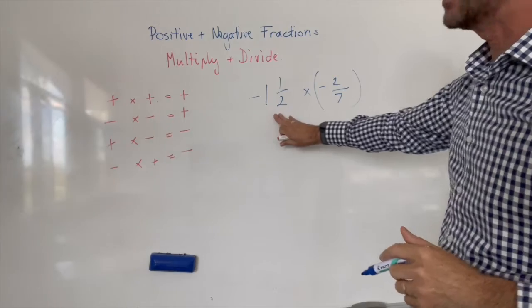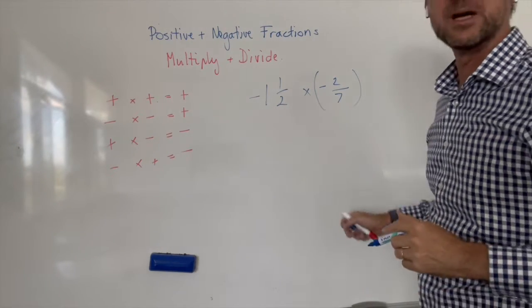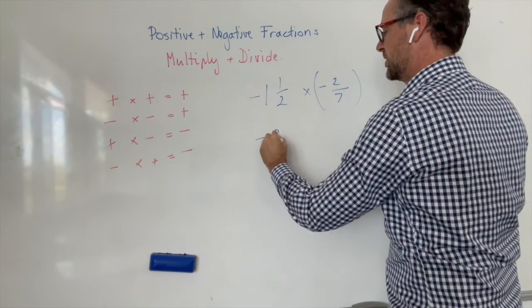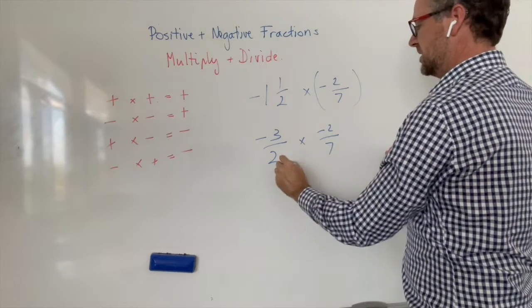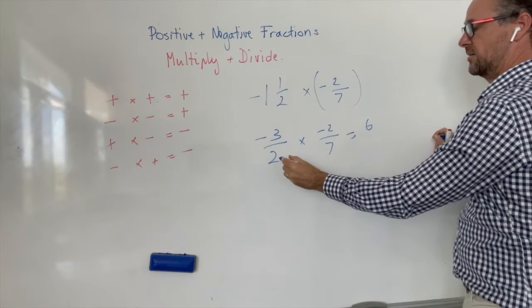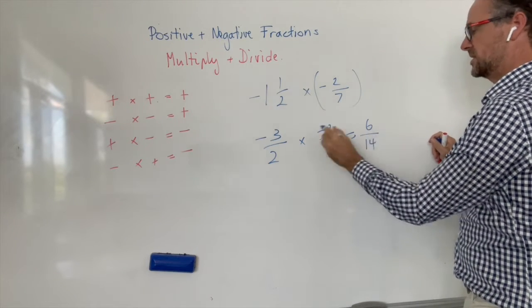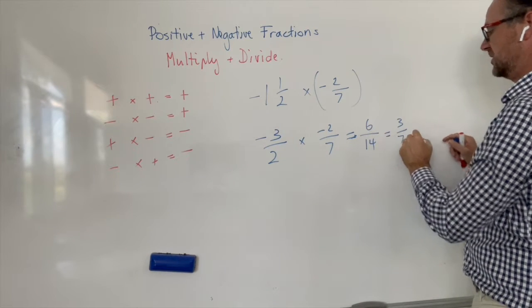Okay, so here we have a mixed number question. So in order to complete the multiplication, we need to turn this into an improper fraction. So 1 times 2 is 2 minus 3, -3 over 2, multiplied by -2 over 7. So negative times a negative equals a positive, so that's 6. 2 times 7 is 14, and that will give us then ultimately 3 over 7.